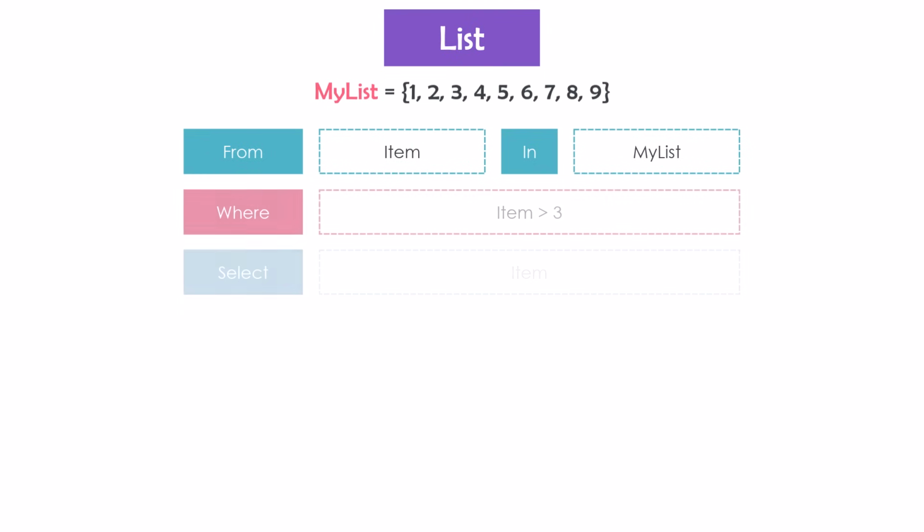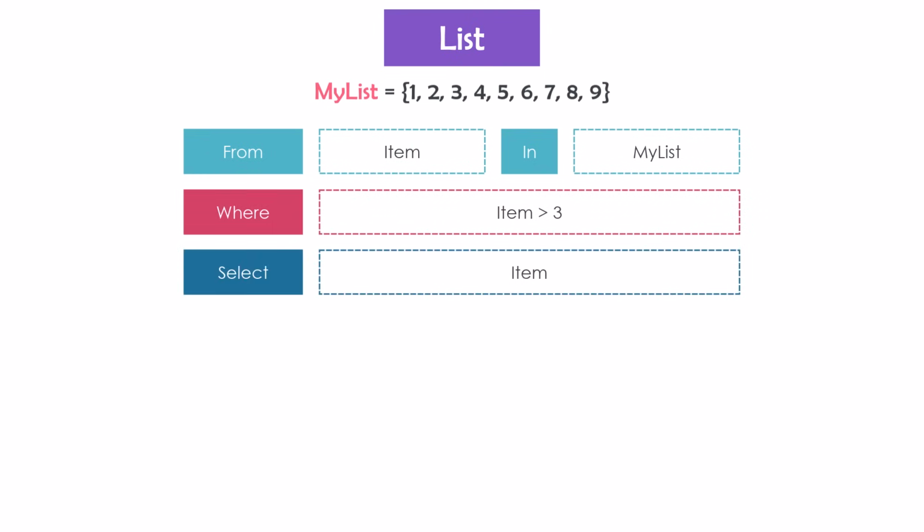Let's see the following query, where I am filtering the list to get only the numbers, which are greater than 3. The output will be here of type IEnumerable of integer, which contains the following numbers, that are greater than 3. This is how to use from clause for a list.